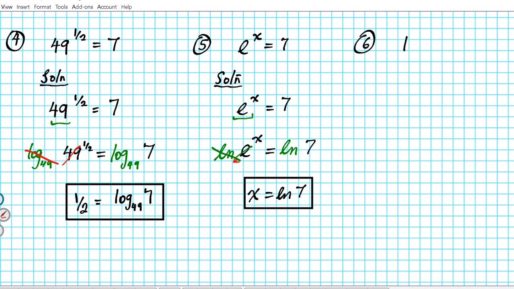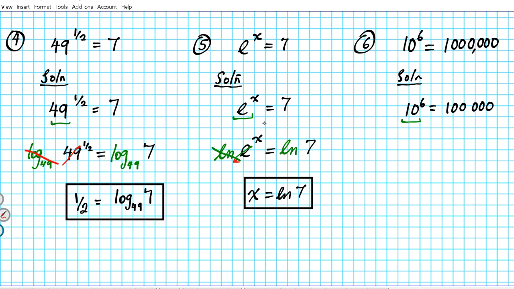Number 6, we have 10 raised to the 6th power equals 1 million. So what's the equivalent logarithmic form for this exponential equation? So we have 10 to the 6 is equal to 1 million. All right, so what are we going to do here? Well, we have to find the base of the exponent and then take log base that base. So the base of this exponent is 10.